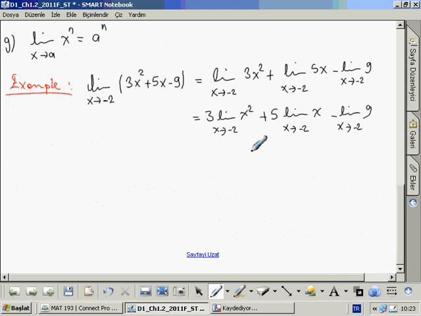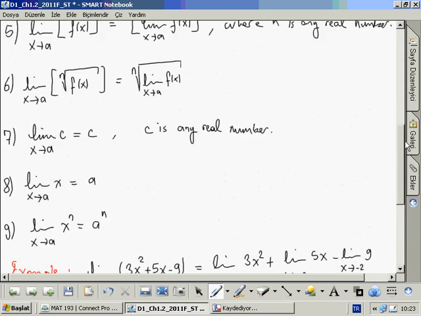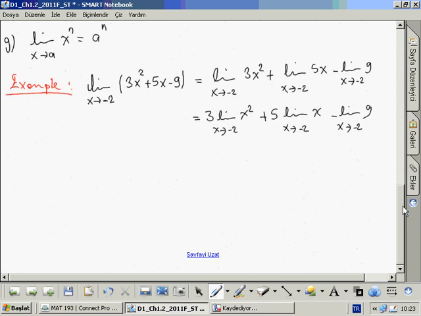We can now use property 7 and property 9, and you will obtain 3 times (-2) squared plus 5 times -2 minus 9, and it will be, I think, -7, right? This is the result.